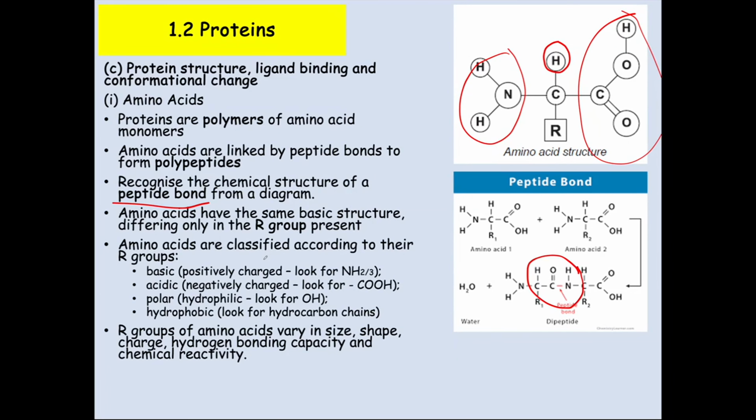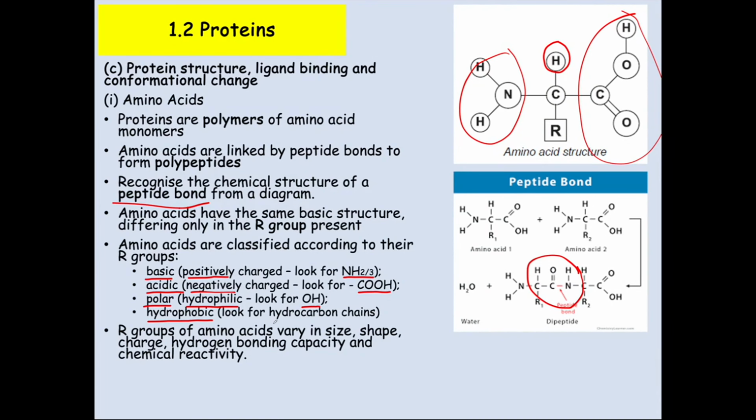Amino acids are classified according to their R groups. There are four groups we need to know about. The basic group, which are positively charged, and the things to look out for in a basic group are NH2, NH3 structures. We've got the acidic group, which are negatively charged, and we're looking out for the carboxyl, the COOH. We've got a polar R group, which are hydrophilic, so they love water, and hydrophobic.